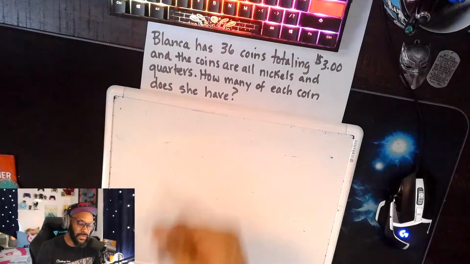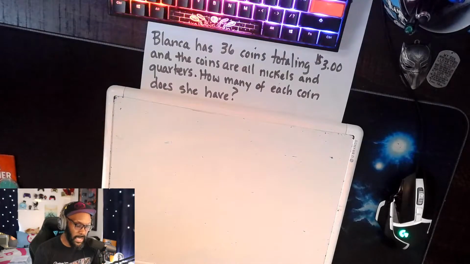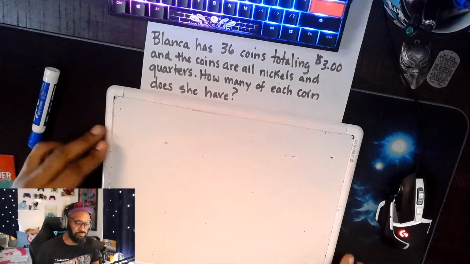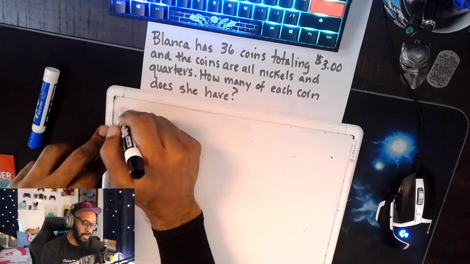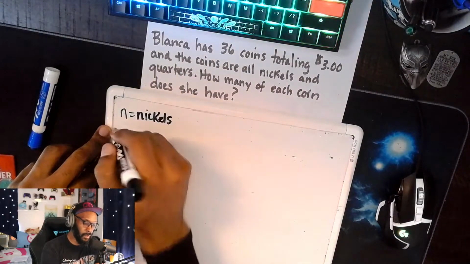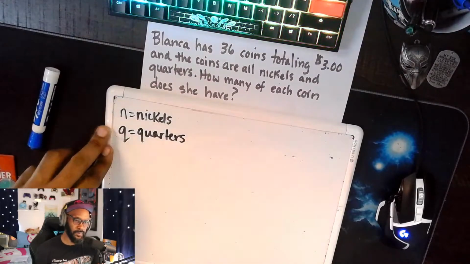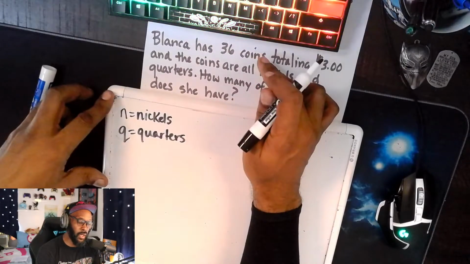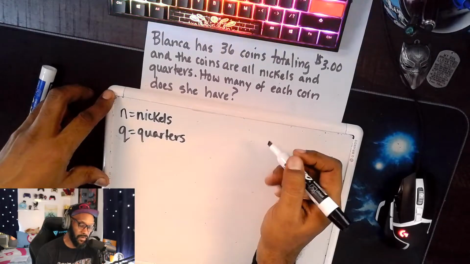Here we go. Blanca has 36 coins totaling $3, and the coins are all nickels and quarters. How many of each coin does she have? Well, we always start with our variables. So we got nickels, we got quarters. First things first, let's deal with the number of them, the quantity of the coin. What's that first equation?